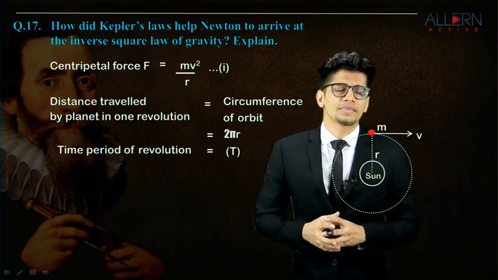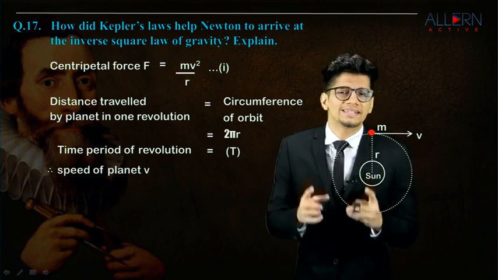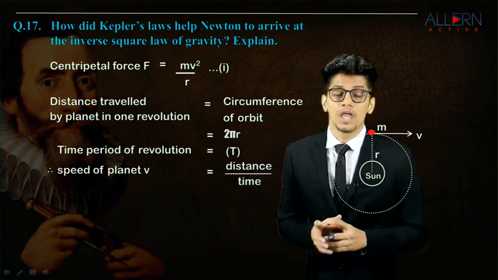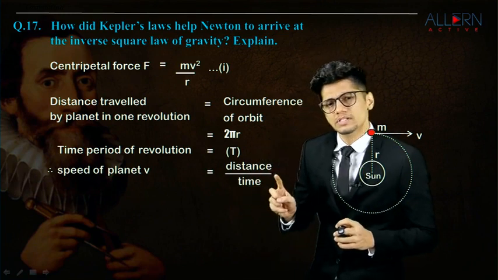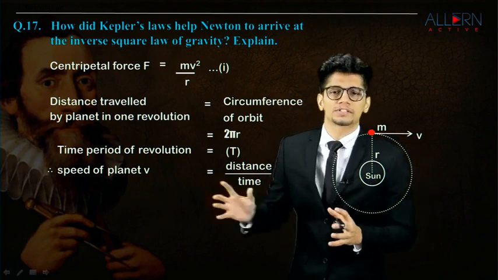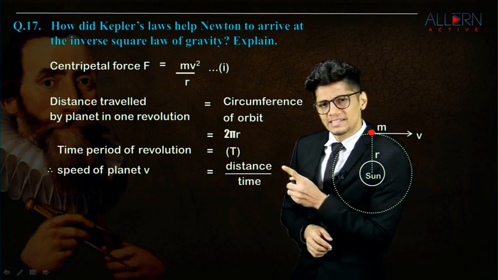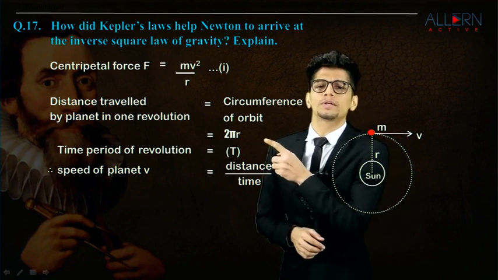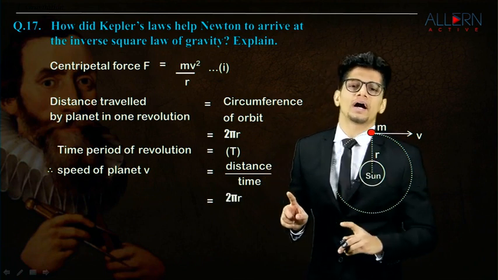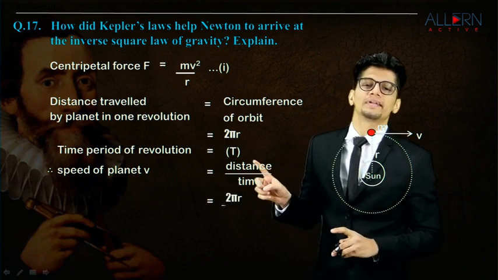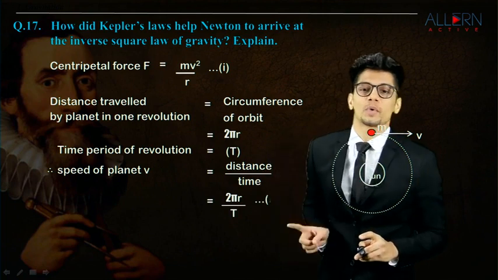Now, we have a formula for speed, and the formula is distance upon time. We cannot actually say velocity, we have to say speed. Speed is equal to distance upon time, and we know speed is denoted by small letter v. Since the distance travelled over here is nothing but 2 pi r, instead of distance we write 2 pi r, and instead of time we write capital T. So, we get v equal to 2 pi r upon capital T. This is equation number 2.